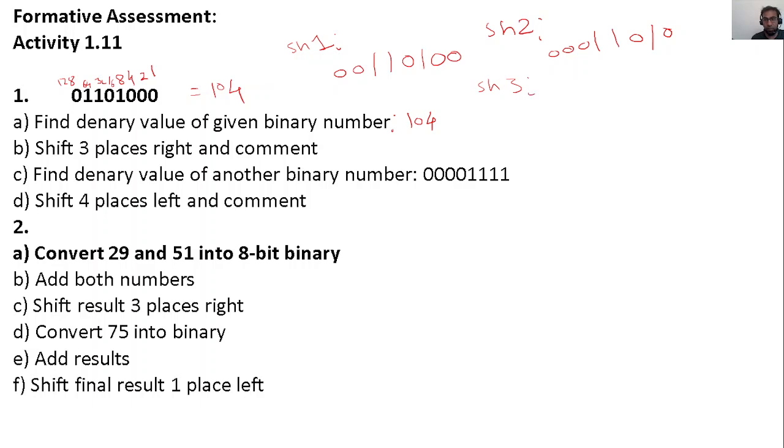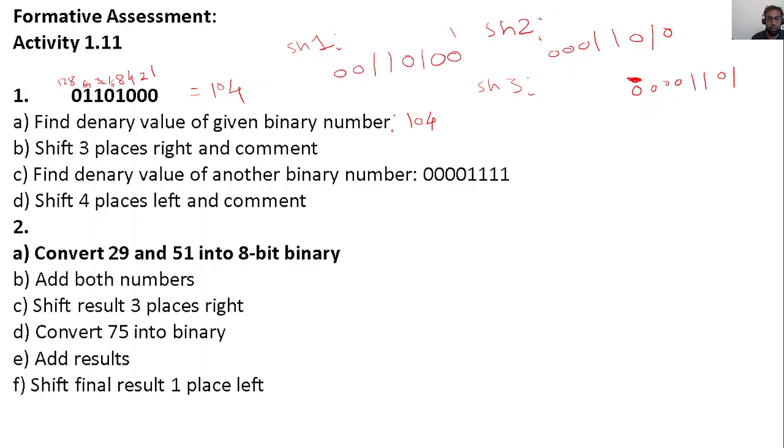Shift 3: this 0 will vanish, so we will have 1 0 double 1, and we have to put four zeros behind. Now it is four zeros, double 1, 0, 1. We have shifted three places to the right, and this number has become 13. How? 104 divided by 2 is 52. So the first shift represents 52.